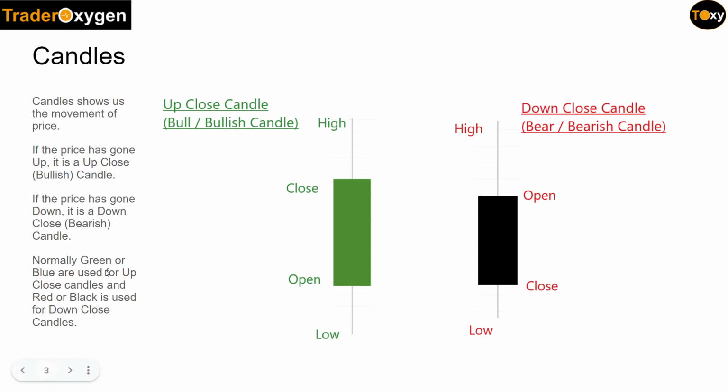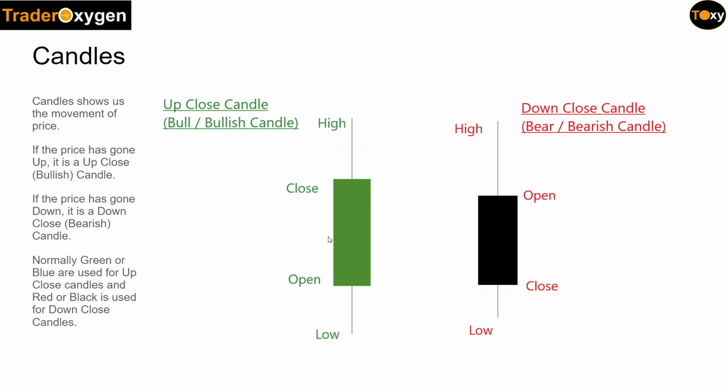Normally green or blue colors are used for up close candles. Red or black colors are used for down close candles. You can decide the color, but as a standard, those are the colors being used. Now, an up close candle we call a bull candle or bullish candle. A down close candle we call a bear candle or bearish candle.